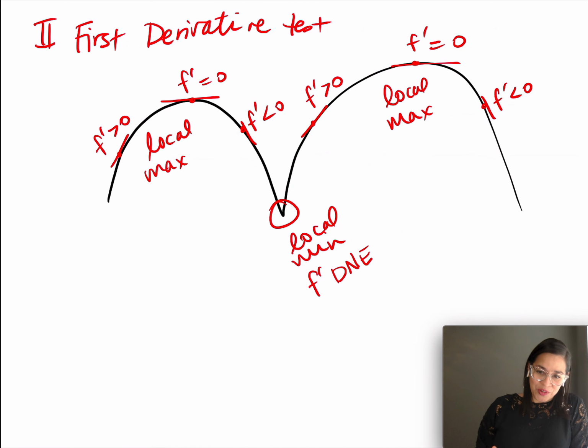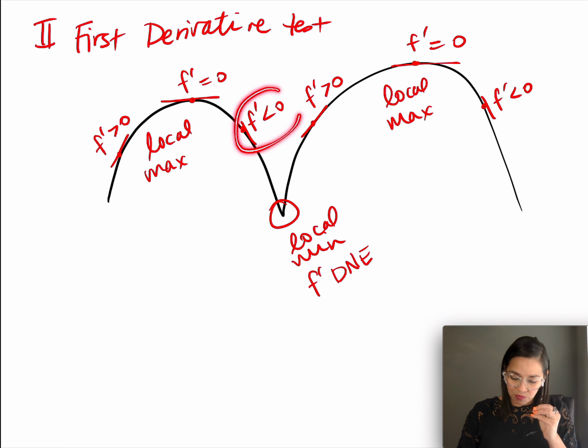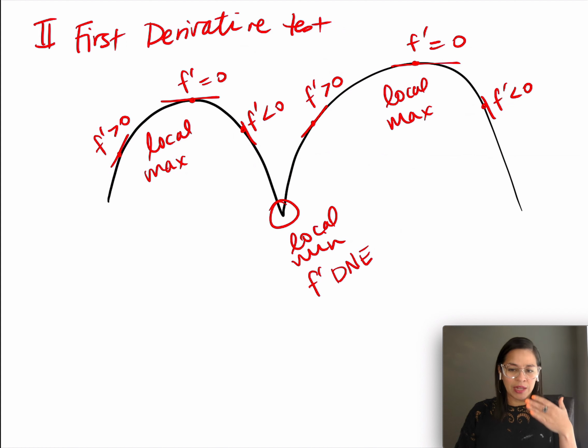So this is all the information we need for the first derivative test. This is exactly what it tells you. It tells you that if you have a critical number, and the sign of the derivative goes from positive to negative, then f evaluated at that critical number gives you a local max. If the sign of the derivative goes from negative to positive at a critical number, then f evaluated at that critical number gives you a minimum.